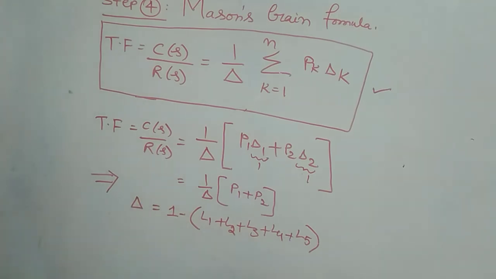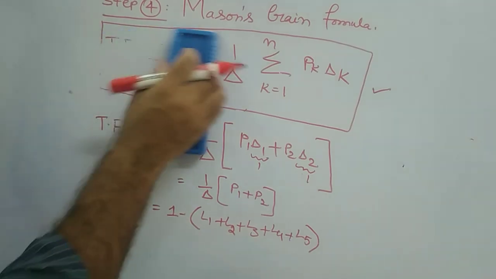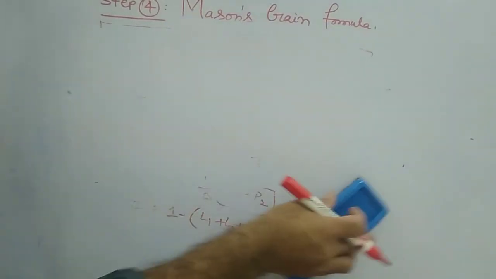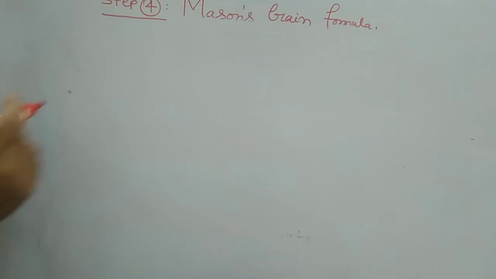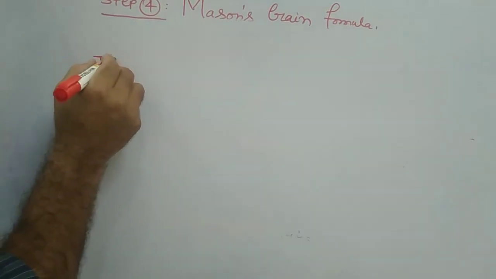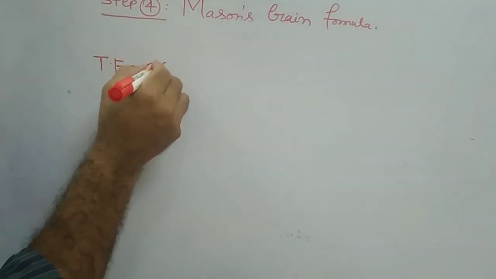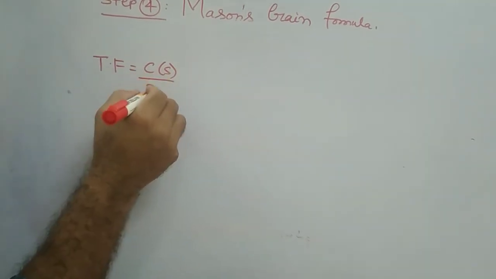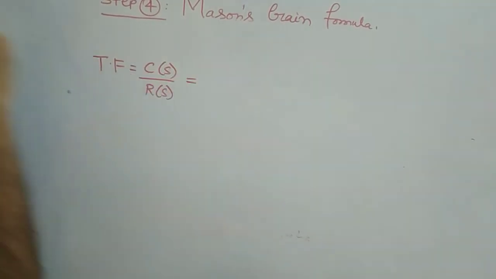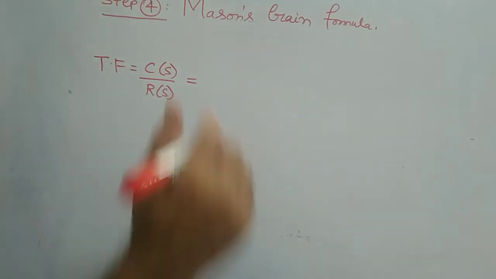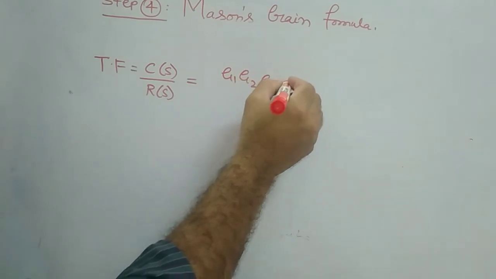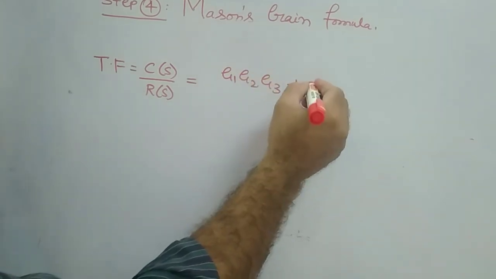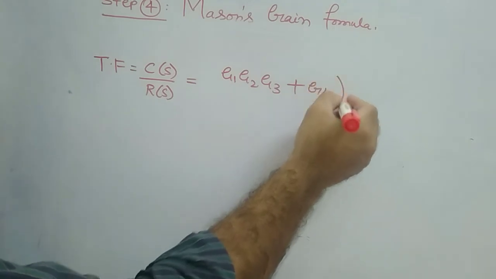Therefore, finally, by substituting all these values in Mason's gain formula, you have your transfer function C(s) by R(s) equal to P1 plus P2. What is your P1? P1 is nothing but your G1, G2, G3. What is P2? Nothing but your G4 only. Put in a bracket.